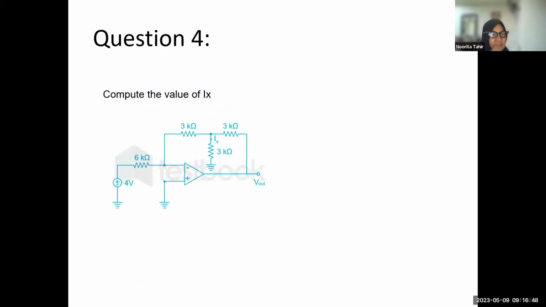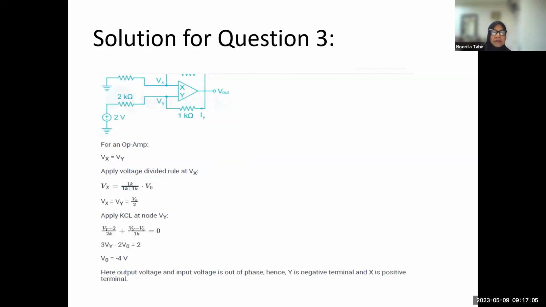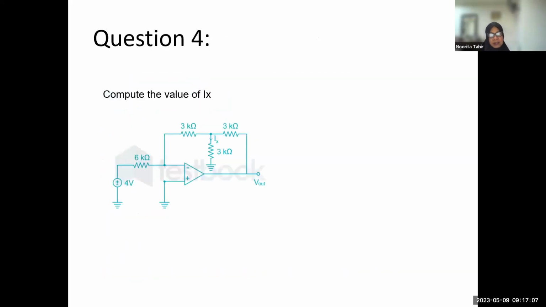Okay, the fourth question, compute the value of Ix. This one you try to do. Not to worry, I'll pass today's slides to your professor for you to have a copy, so if you want to look into the solution in detail, you can take a look later on. Try this one, and after that we will go for our pop quiz for 20 minutes.